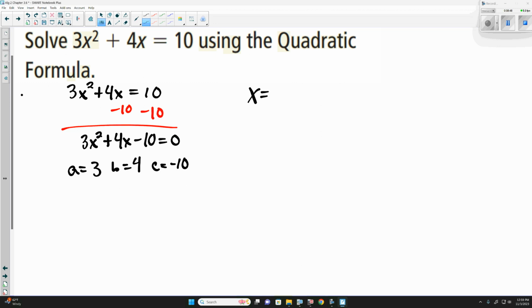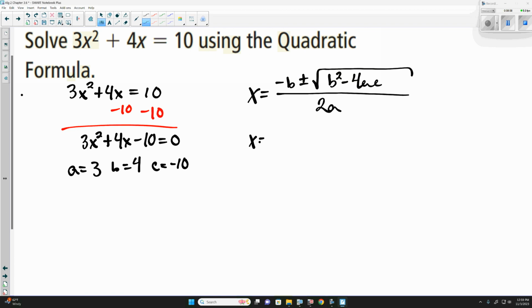Now our formula is x is equal to -b plus or minus the square root of b squared minus 4ac all over 2a. -b, so -4 plus or minus the square root of b squared, so 4 squared minus 4 times a, times c, all over 2 times a, so we have 2 times 3.